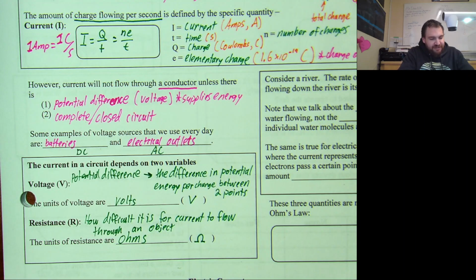So voltage is potential difference. It's the difference in potential energy per charge between 2 points, measured in volts. Resistance is how difficult it is for a current to flow through an object, in ohms. So if you have a large voltage, it's going to want to create for you a large current unless you have a large resistance, in which case it's going to prevent the flow. So you've got these three concepts working together and against each other to create for us the circuits that we use every day. So the thing I want you to consider is a river.